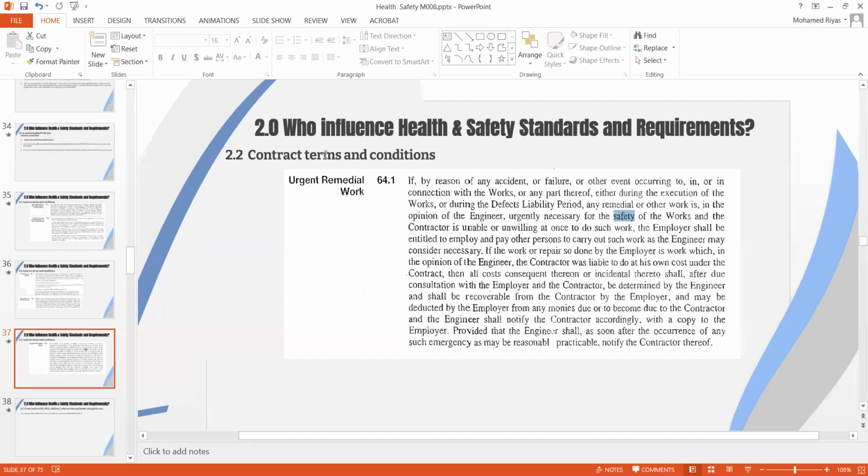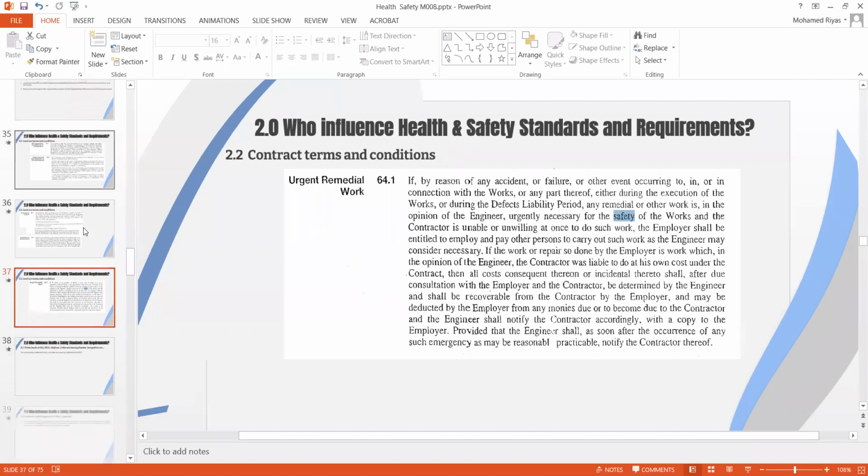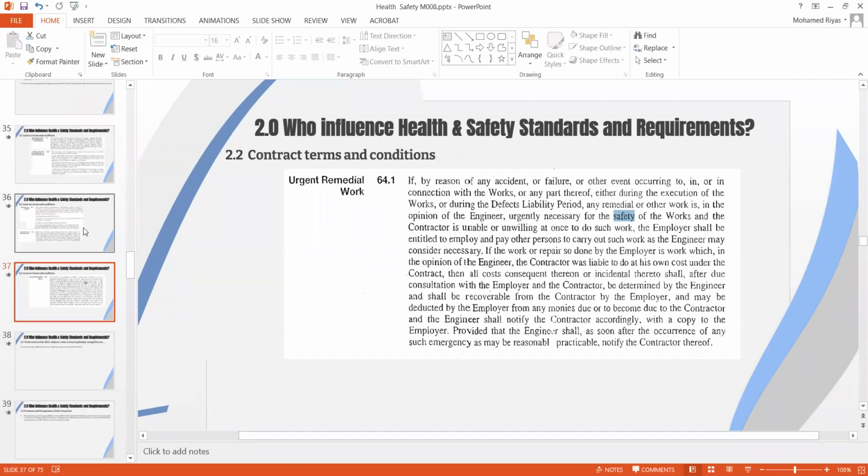These are the parties to the contract. They can amend this and they can write more on part 2 if they prefer to emphasize more on the health and safety standards. So in pure FIDIC forms, the safety standard has already been set out, and this is the second category of who can influence health and safety standard requirement.